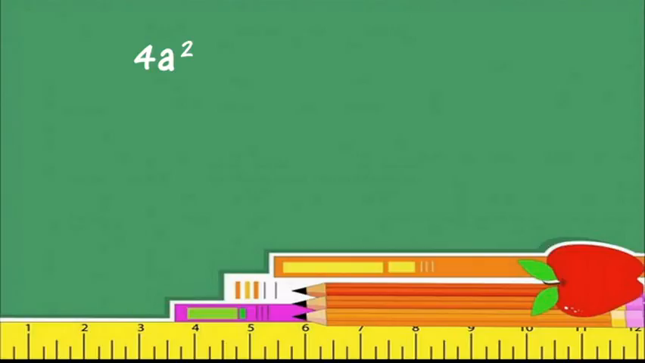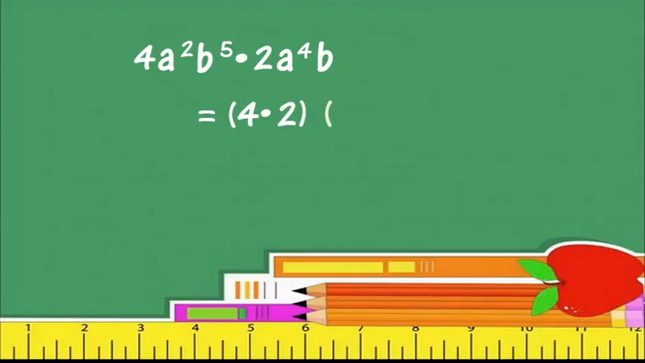4a raised to 2, b raised to 5 times 2a raised to 4, b. Multiply the numerical coefficients, which are 4 and 2. Then add the exponents of the like bases. The answer would be 8, a raised to 6, b raised to 6.